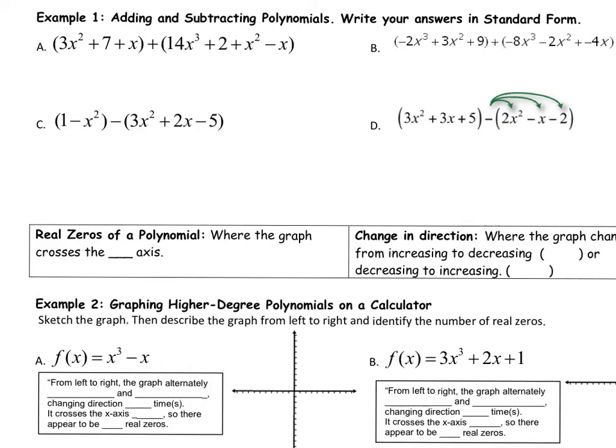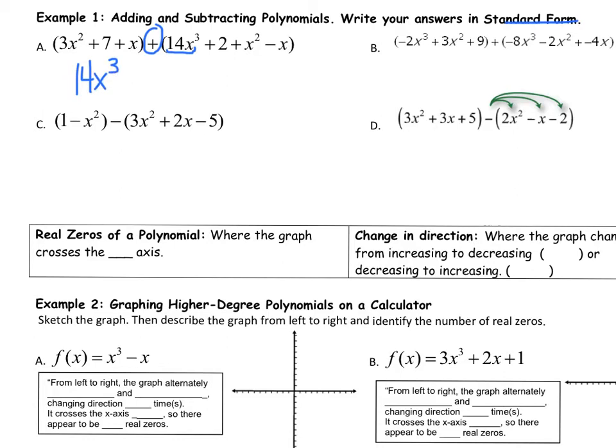When we add and subtract polynomials, we just need to look for like terms. We also need to write the answers in standard form so the exponents go from the highest to the lowest. So in example A, the highest exponent out of all of these, when we want to add these two quantities together, is the 14x to the third. There aren't any other x to the thirds, so we'll put that first.